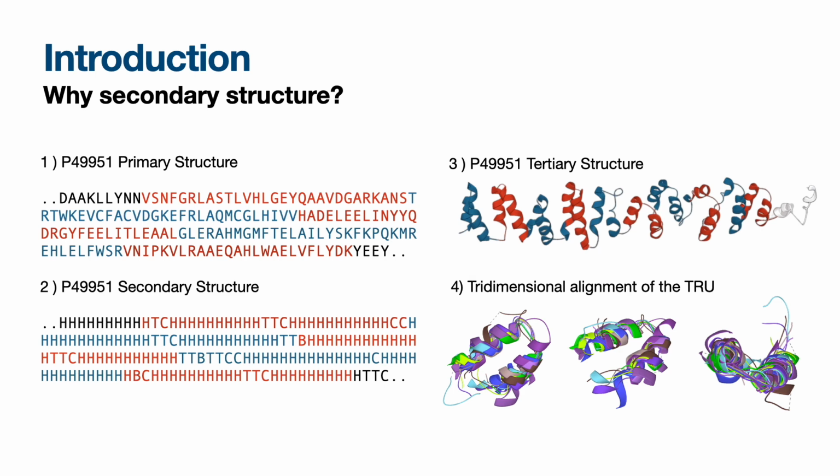As you can see in this example of P49951, the secondary structure is conserved between the TRUs, in contrast to the amino acid sequence. This property allows us to detect them using the secondary structure.